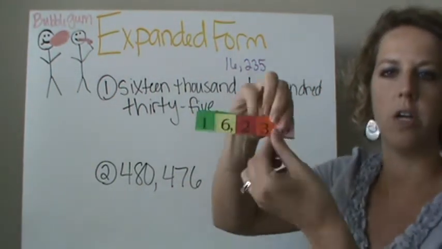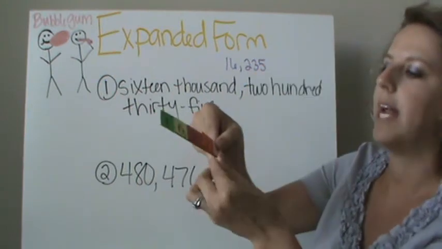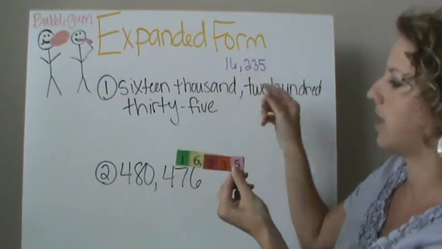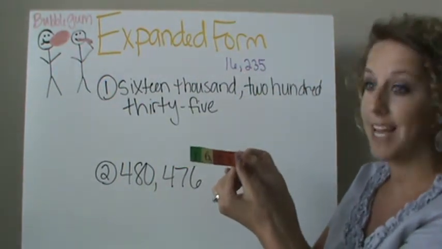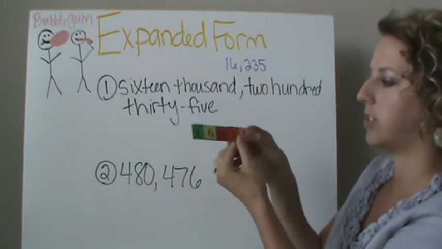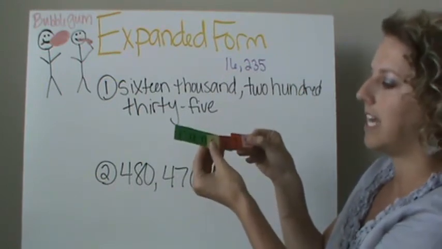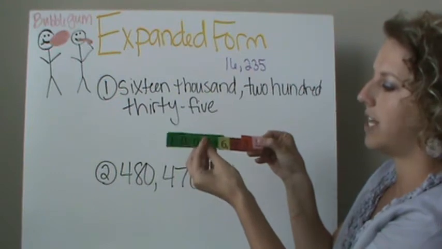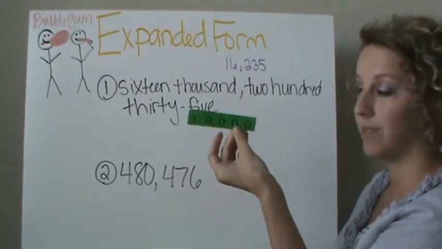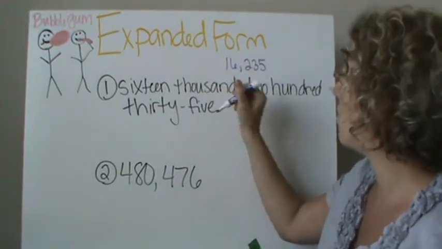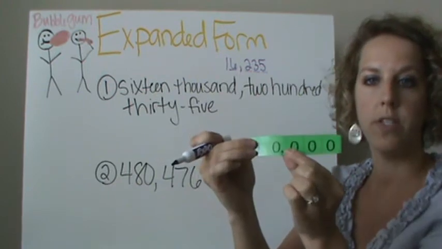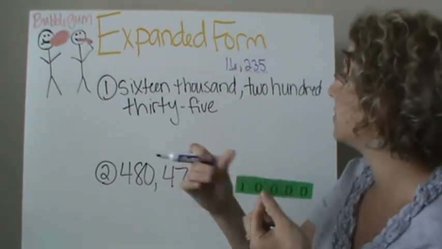I have these cards, and what I've done, I've already set it up, so I have 16,235. And a really cool way to stretch your number out is to actually use your cards to do it. So if you see, you stretch that first one out, you see that you have 10,000. So the 1 has 1, 2, 3, 4 zeros behind it.